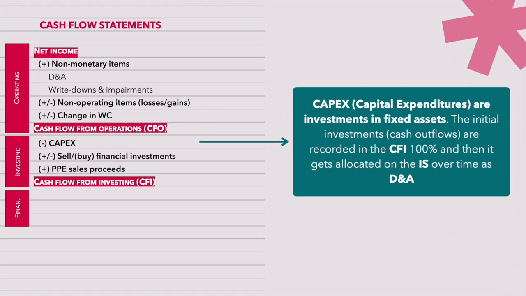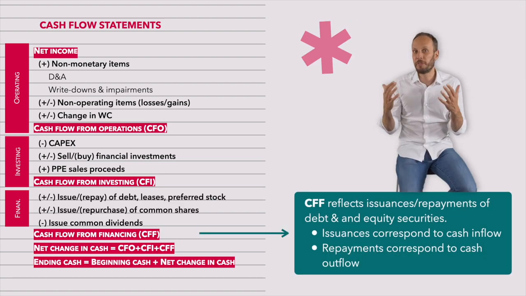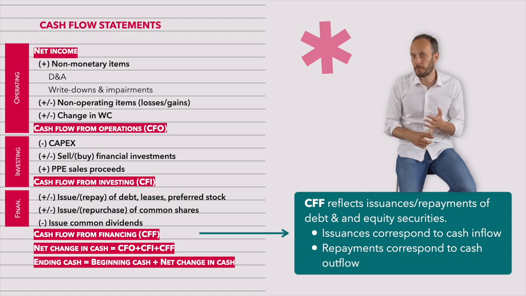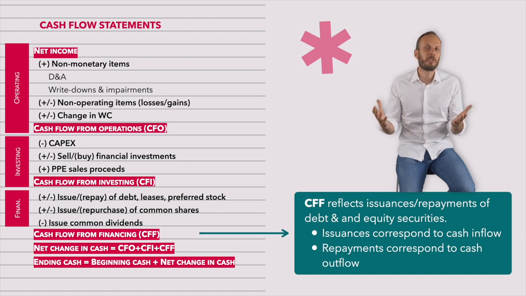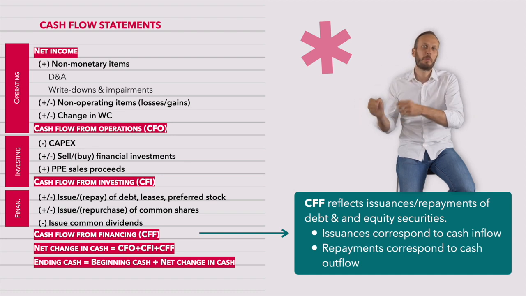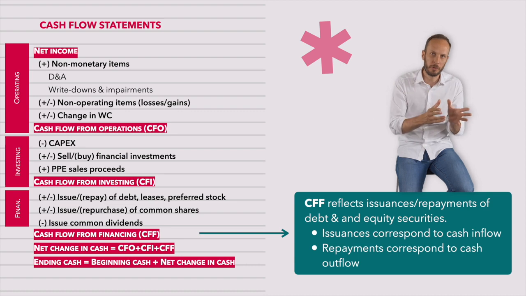By deducting capex and adding sales proceeds of long-term assets, we get the cash flow from investing. Lastly, by considering the following financing activities, such as issuances and repayments of debt, issuances and repurchases of stock, payment of dividends, we determine the cash flow from financing. The net change in cash for the period is equal to the sum of cash flow from operations, cash flow from financing, and cash flow from investing.